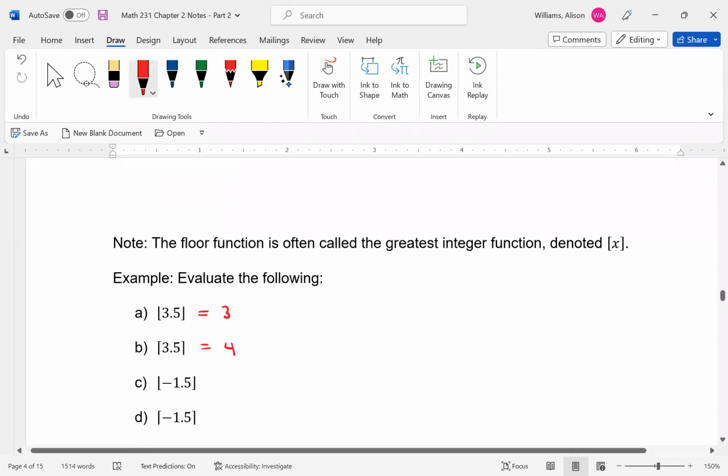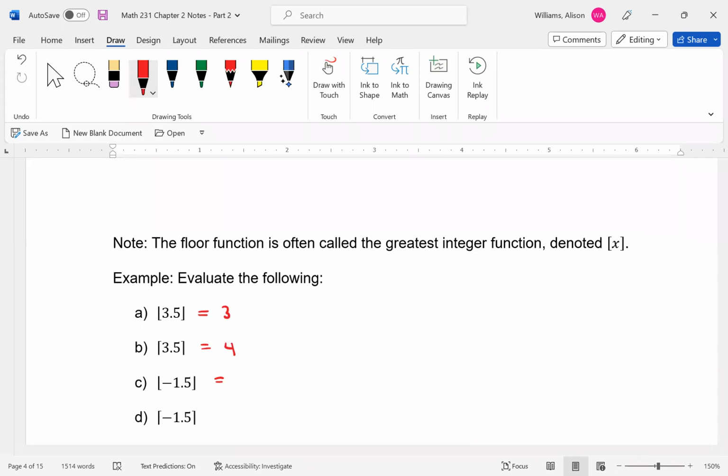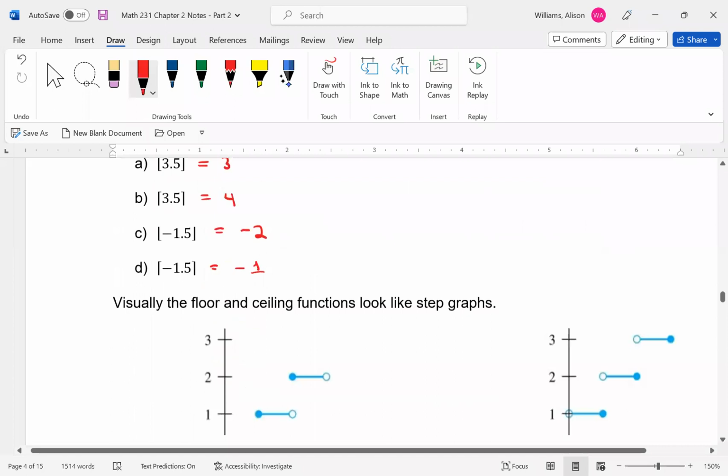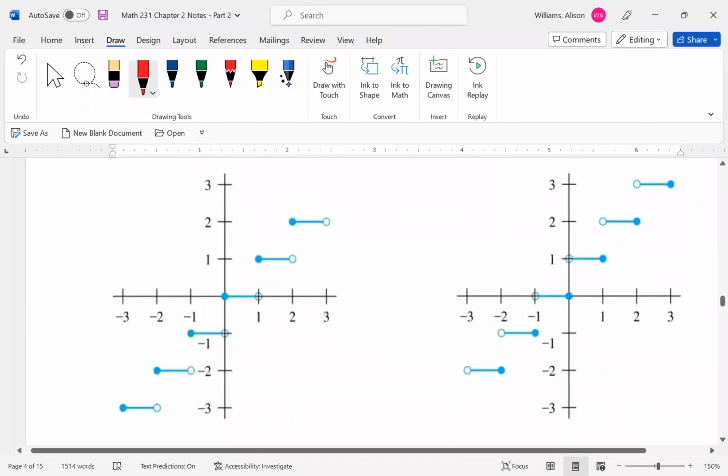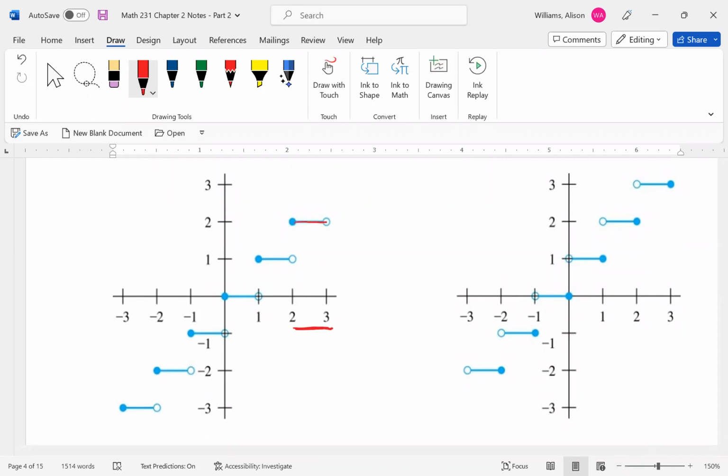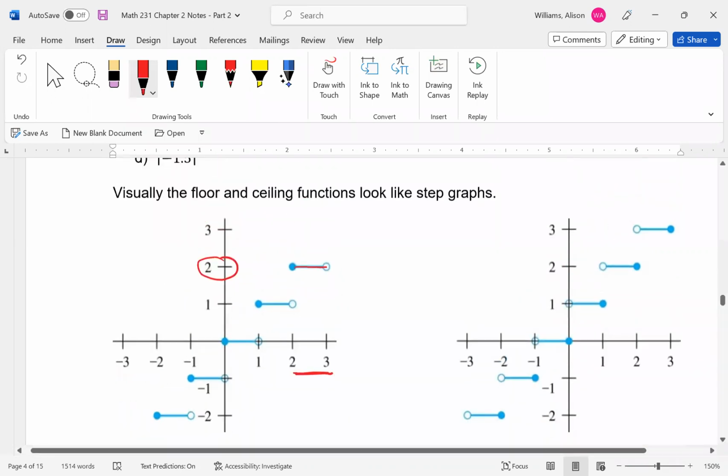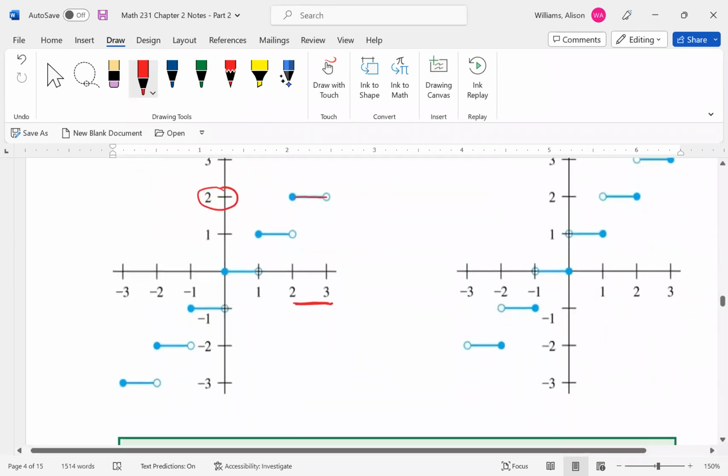Okay, so here, the integer that's closest to negative 1.5, but smaller than it, would be negative 2, right? It kind of goes the opposite for negatives. But the integer that is closest to negative 1.5, but bigger than negative 1.5, is negative 1. So you have to kind of do the opposite for the negatives. Visually, it ends up looking like these little step functions. They kind of end up being these steps where everything from 2 to 3 is just this whole number 2 when we're looking at the floor function. So this is the floor function.